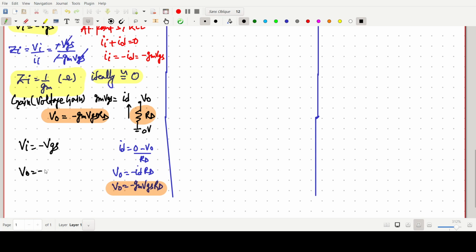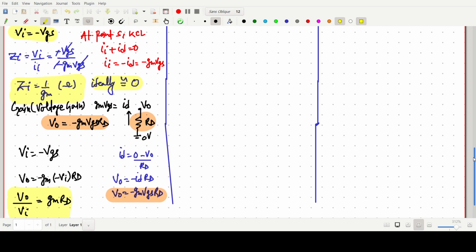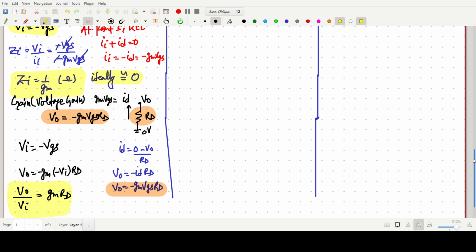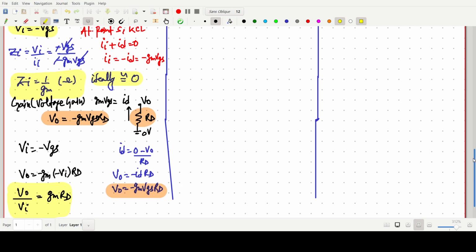So now V naught equals minus gm VGS, and VGS is nothing but simply minus VI. So V naught equals gm VI RD, and V naught by VI equals gm RD. This is the expression for the gain. So in case of common gate, the input resistance or input impedance will be finite, and the output voltage is in the same phase as the input voltage.